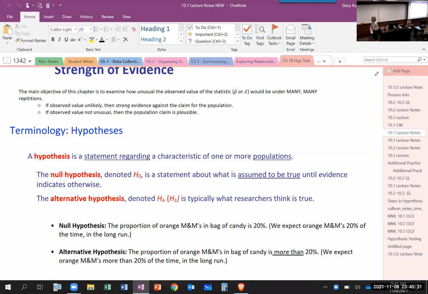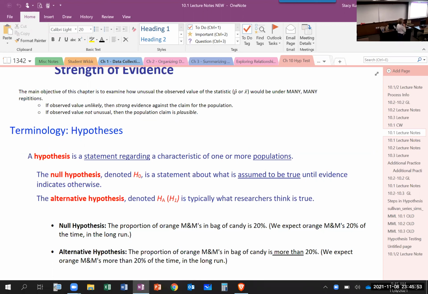Now, something to consider, and I would encourage y'all to get highlighters out, colored pencils, whatever it is that you need to take notes with, and highlight, circle, underline anything that you can in these notes, because there's a lot in it. When we're talking about our strength of evidence and this idea of our observed statistic, let's just focus in on p hat for a minute.